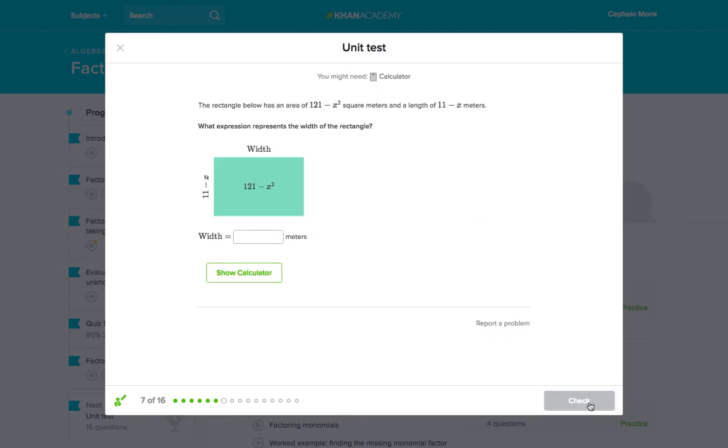The rectangle below has an area in square meters and a length of something. What's the width? Okay. What expression represents the width? So we're looking for a binomial. So we got our rectangle. Got an area of 11 squared minus x squared, which means it's 11 minus x times 11 plus x. 11 minus x, 11 plus x.